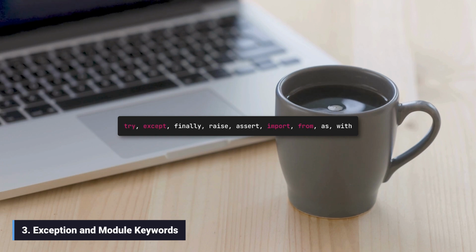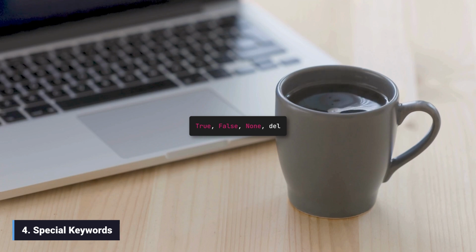3. Exception and module keywords. This group manages error handling. Try, except, finally, raise, and assert. Import, from, and as are used to bring in code from other modules, which we'll cover next. And with may be used for resource management, typically with files.